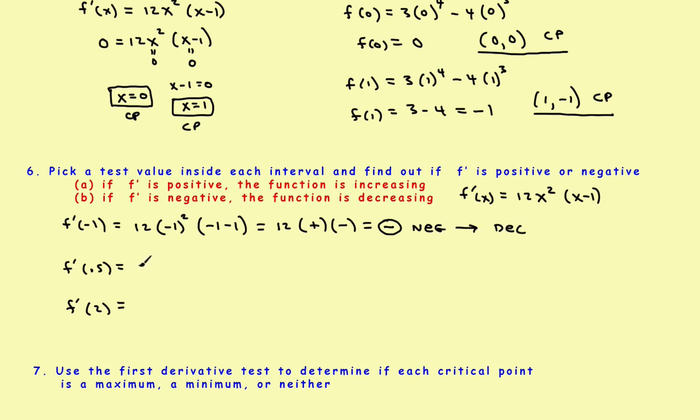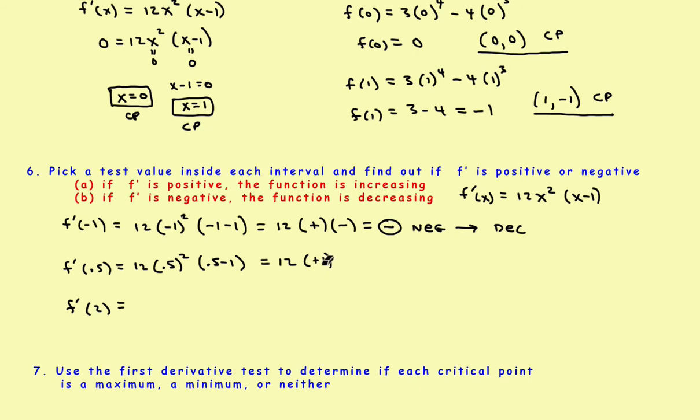Now let's figure out what's going on in the second interval. I've got 12, plug in a 0.5 squared times 0.5 minus 1. Now we'll use the same technique again. This is going to be 12. If I take a positive number and square it, I get a positive number.